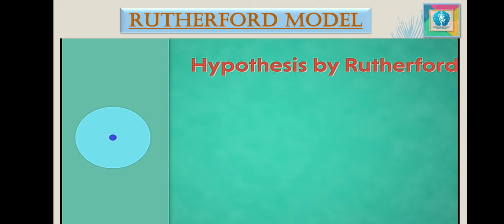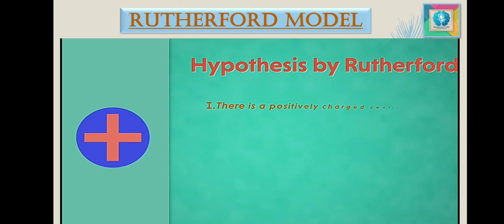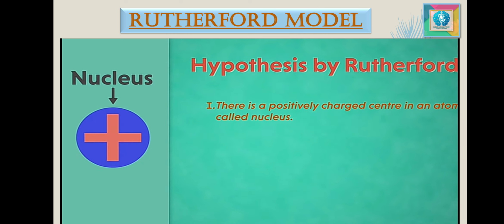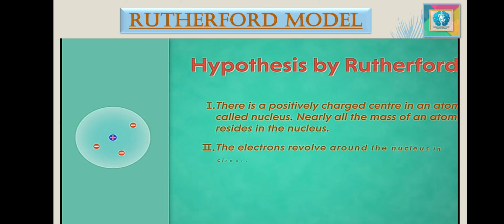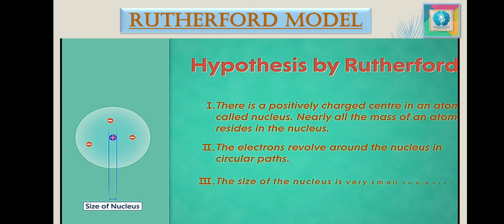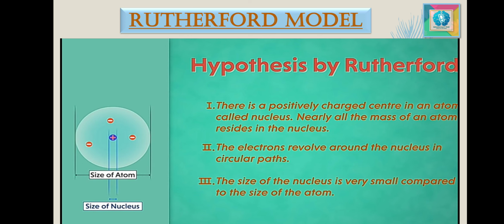His first hypothesis states that there is a positively charged center in an atom called the nucleus, and nearly all the mass of an atom resides in this nucleus. Secondly, the electrons revolve around the nucleus in a circular path. And thirdly, the size of the nucleus is very small in comparison to the atom's size. However, theoretically, there were many flaws in this hypothesis. So this was all about Rutherford's gold foil experiment and his model.